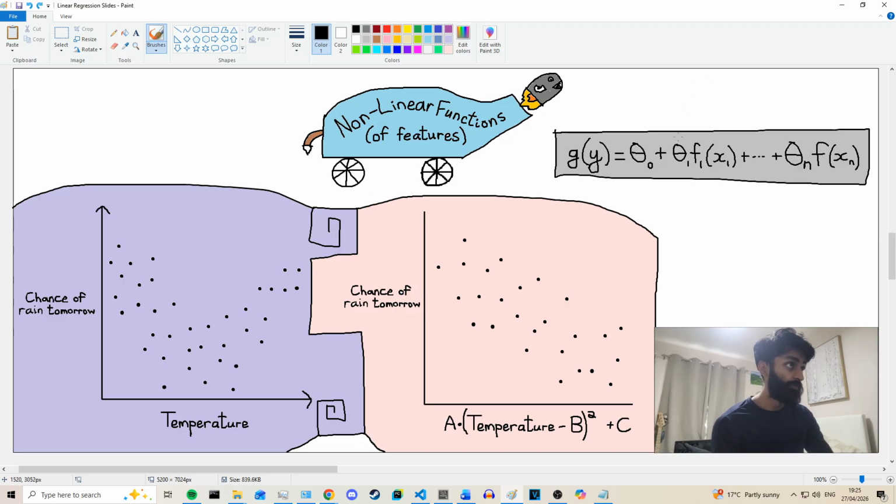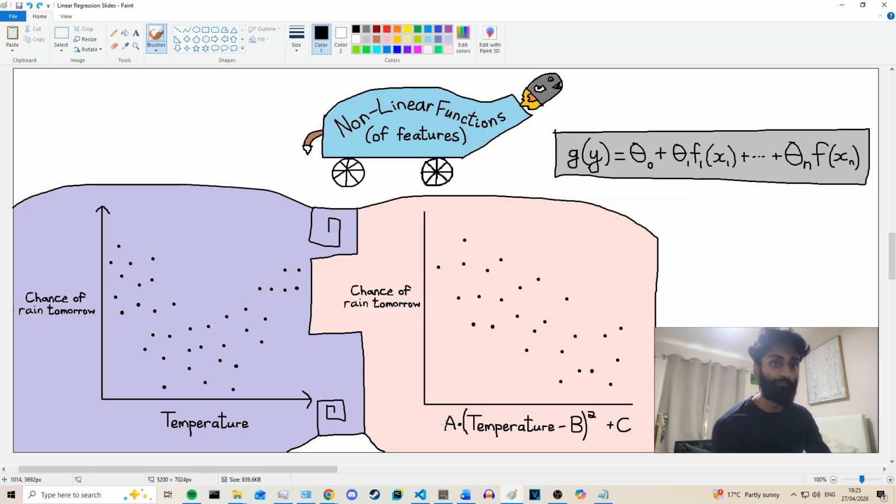So I've got the more general formula here, g of y. So rather than just our target y, some function g equals theta 0 plus theta 1 f1 x1 plus and so on, plus that theta n f of xn. So rather than x1 to xn, we have f1 of x1 to fn of xn. All these f's are all the different functions that you could potentially try and stick together and Frankenstein some linear relationship as a result. So for example here, f1 would be a times x1 minus b all squared plus c.